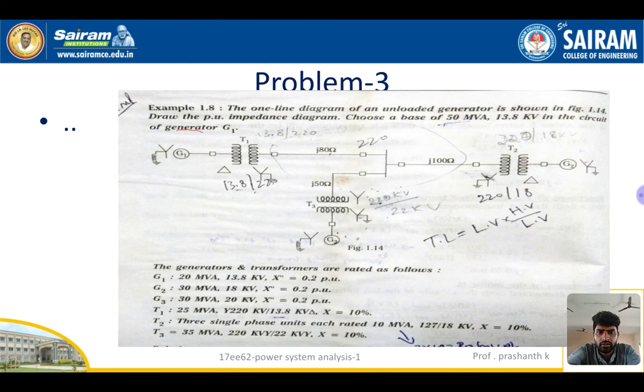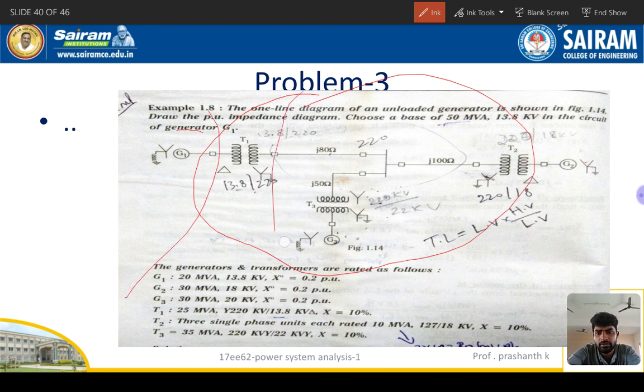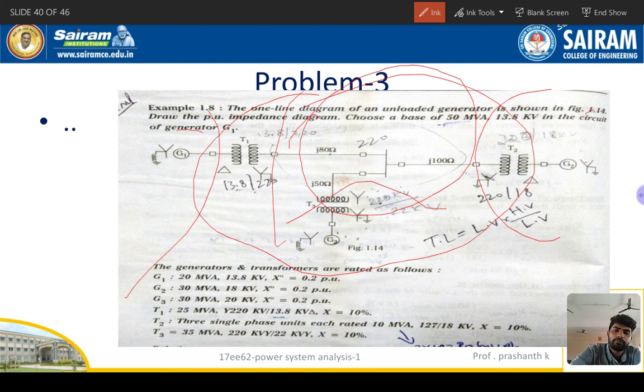Next we have problem 3. They have given a question like this. We have to draw the reactance diagram, right? So this part you take, this part you take, and then there are 3 parts in the transmission lines, and so totally you'll get 3 to 4 sections. First you calculate the MVAb base value. First you must know the MVAb base is 50 MVA, right?